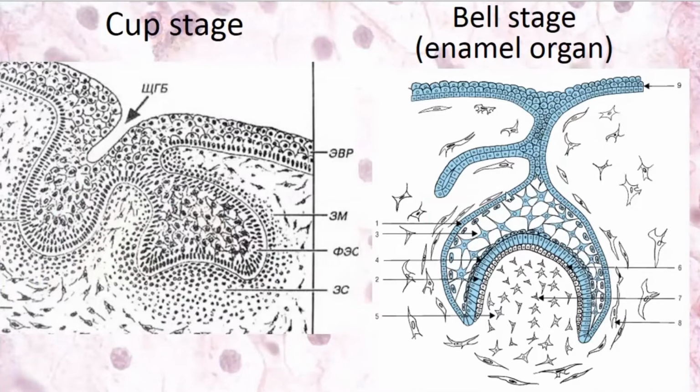Here we can see outer enamel epithelium and inner enamel epithelium. It's composed of special cells which are called enameloblasts or ameloblasts, which will form enamel. So enamel, the hardest tissue of the tooth, has ectodermal origin. It's produced by ectodermal epithelial cells, which are called enameloblasts or ameloblasts.